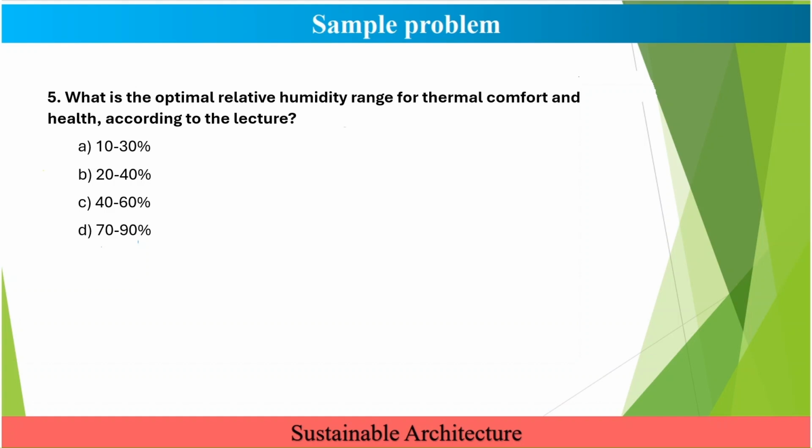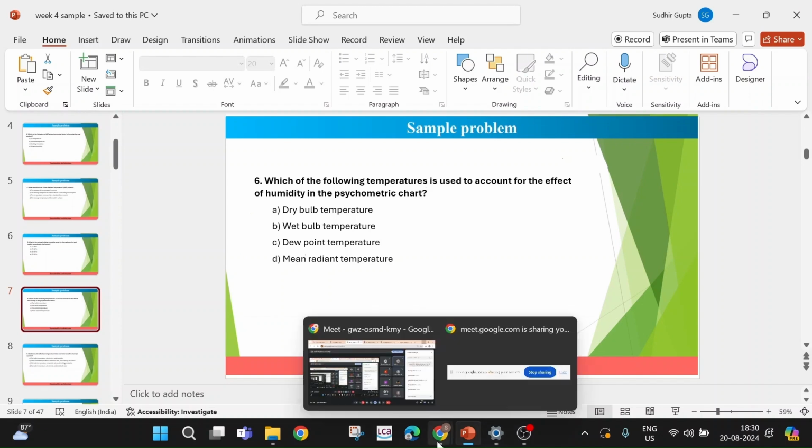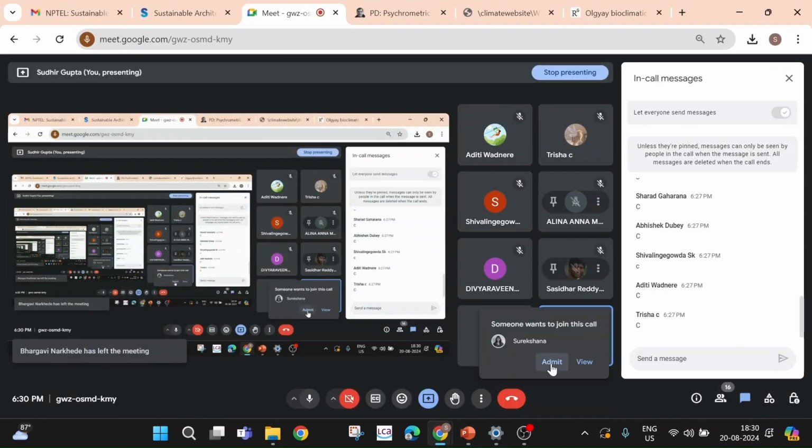Yes, sir. Yes, sir. Okay, then we can move to the sixth question. Try to answer this sixth question. Somebody wants to join. Network stability will be there now.